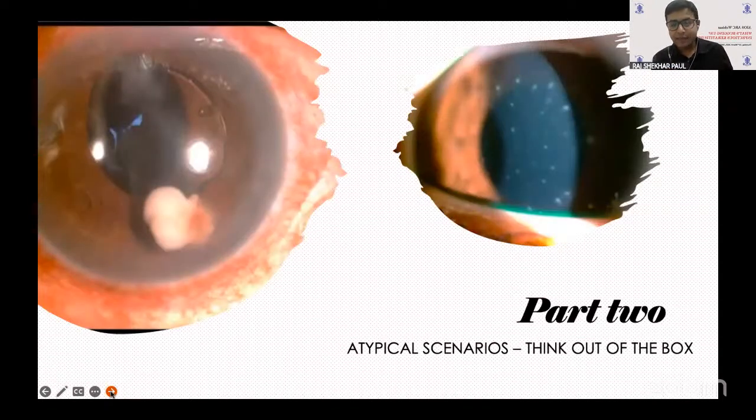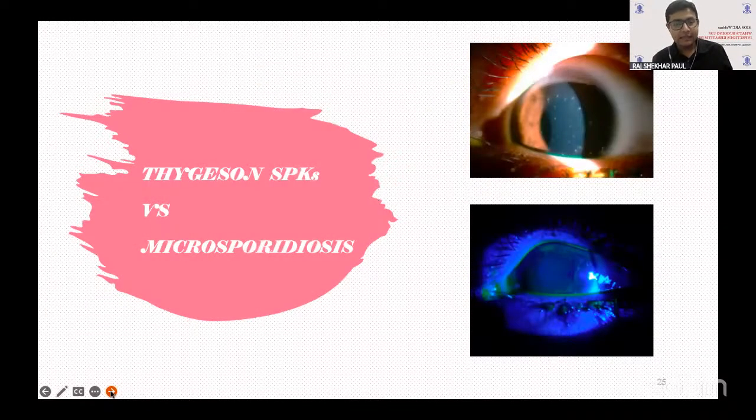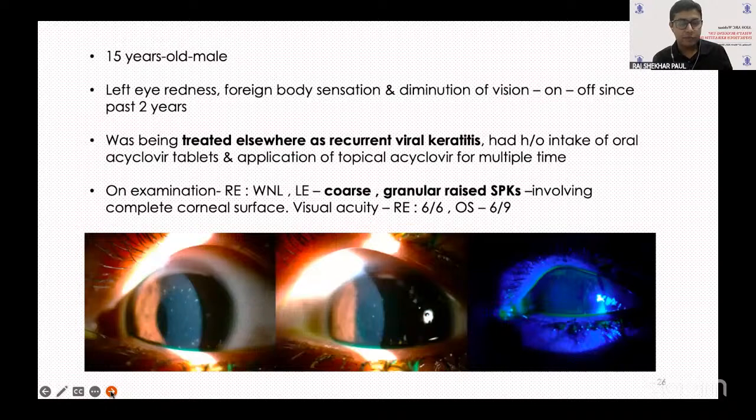These are some atypical scenarios to think out of the box. This was an interesting case of Thygeson versus microsporidia, where a 15-year-old male, who was being treated elsewhere for recurrent viral keratitis, had these coarse granular raised SPKs.